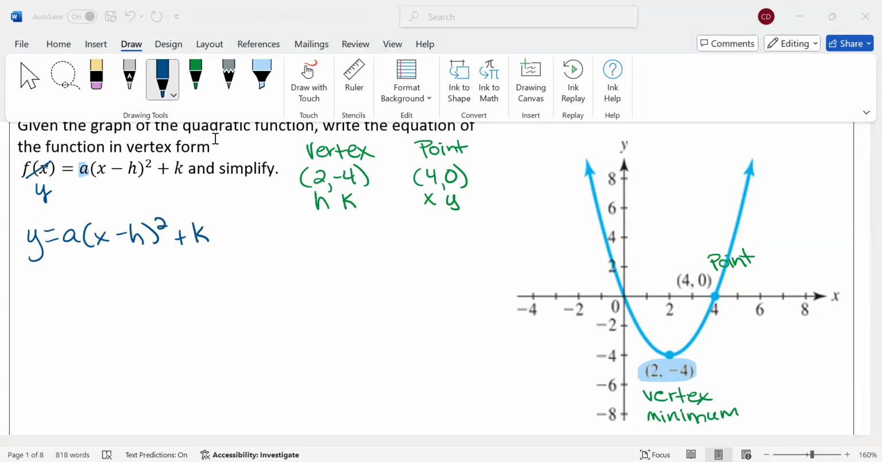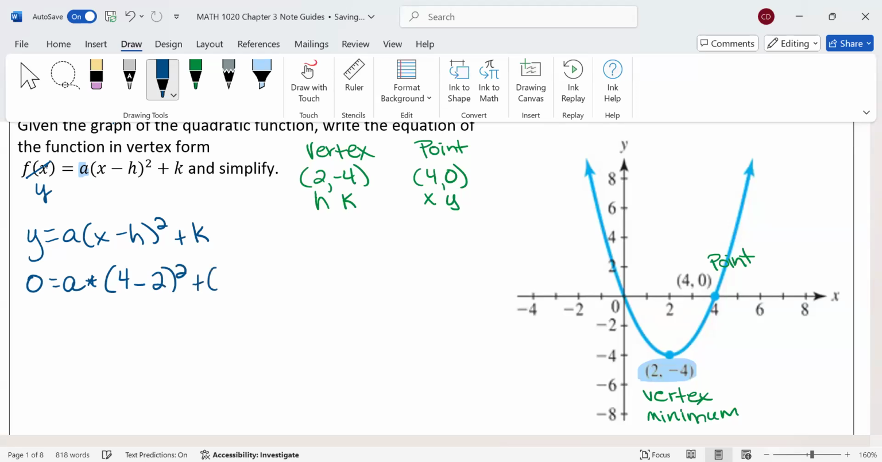All right, so we're going to fill in h and k, x and y, and that way we can figure out what a is. So y is 0. A we don't know. I'm going to put a little multiplication symbol there. X is 4 minus h squared plus k, which is -4.